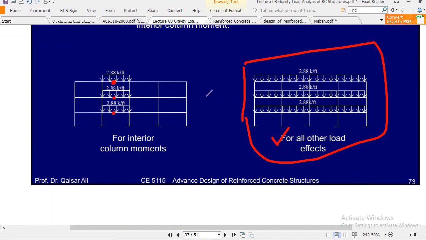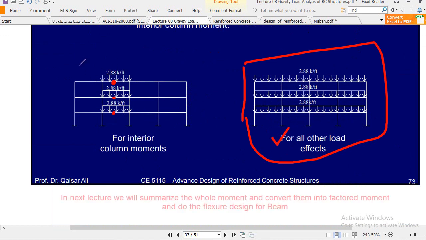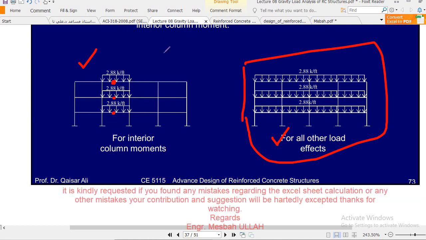So I already explained, I ran the analysis for P1 case, for P2 case, P3 case, P5 case, P6 case. So in the next lecture, inshallah, I will explain the whole net movements, what are the values of those movements for which we will design our beams, and for which we will find the steel area.